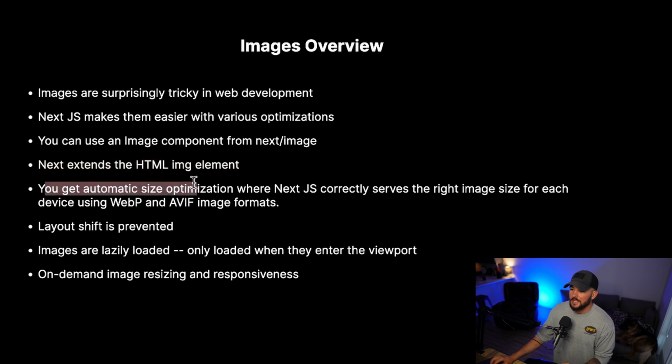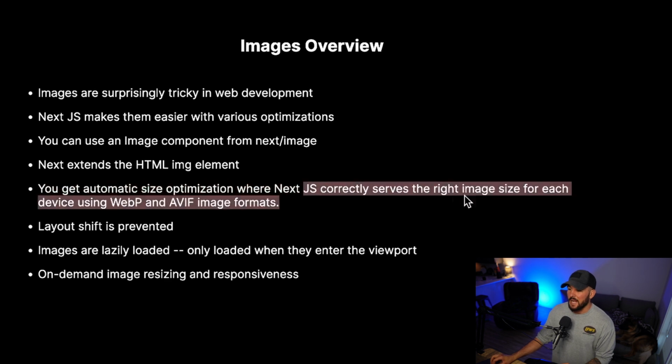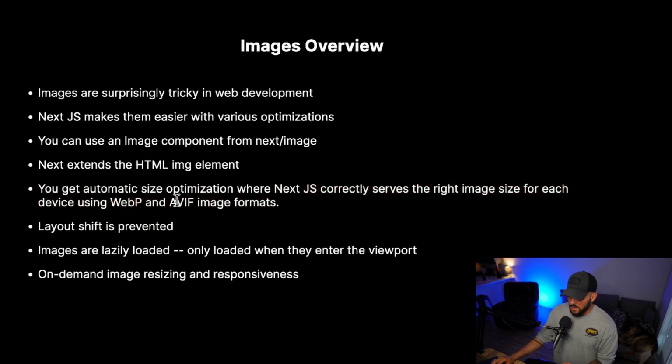So it works similarly to that, but it does provide some optimizations there. And then you get automatic size optimization, where Next.js correctly serves the right image size for each device using WebP and AVIF image formats. So these two different formats here are kind of newer image formats that allow for a bit better sizing and some different optimizations when it comes to images. So Next.js will use these to provide the correct sizing to make sure that you're not running into issues of, on mobile, serving an image that is way larger than you need to serve.